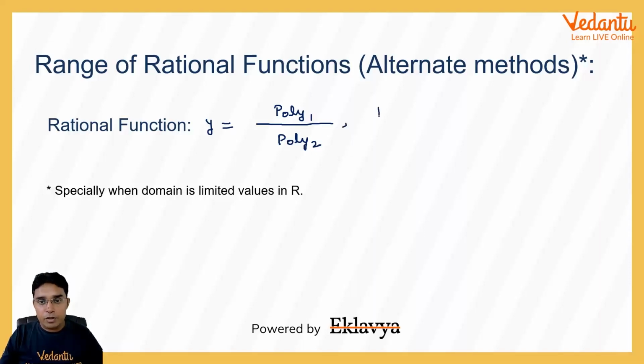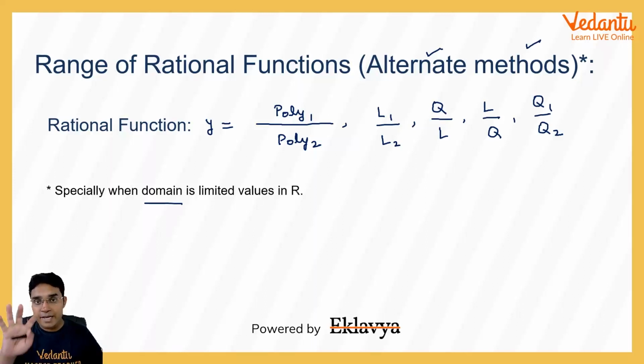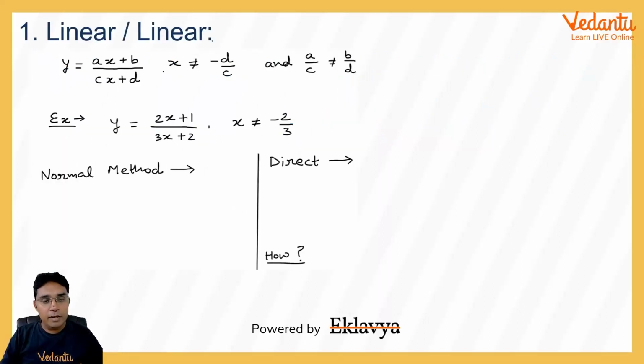The example for this could be linear in numerator upon linear in denominator, or quadratic in numerator upon linear, or linear upon quadratic, or quadratic 1 upon quadratic 2. This alternate method you will find very useful, especially when the domain is not the entire R but only some part of R. So to start with, let me take this linear upon linear concept.